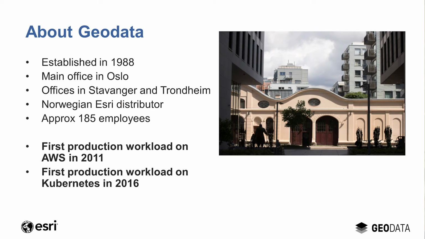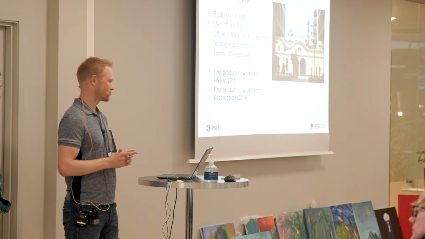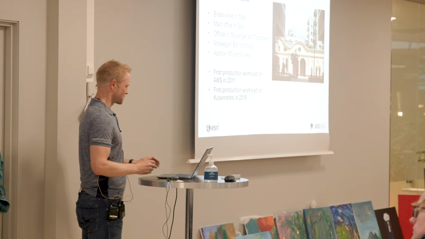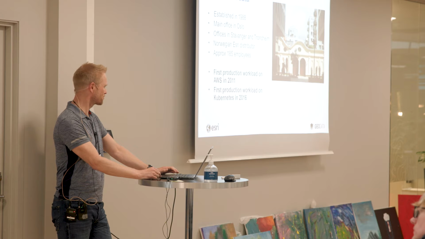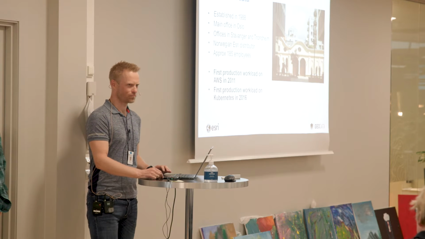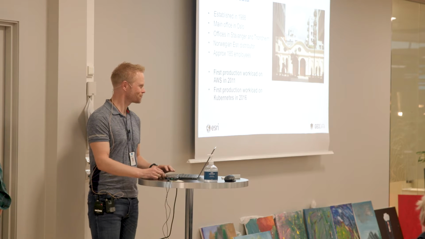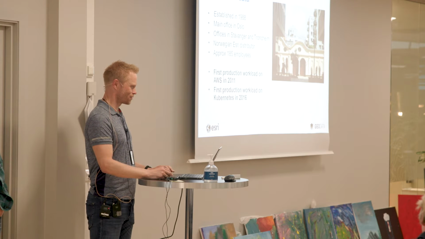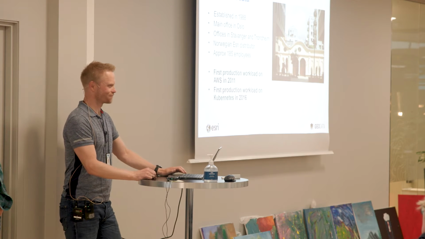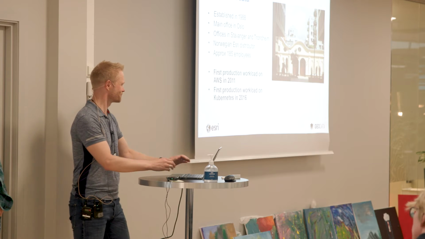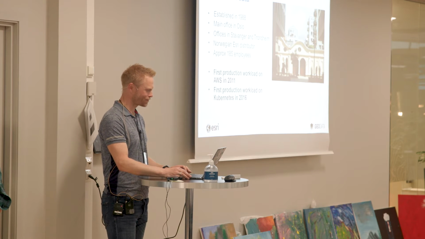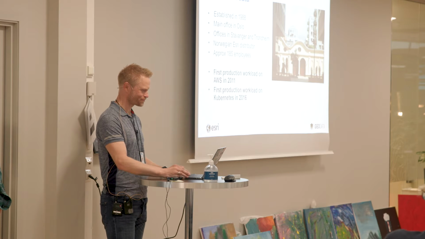So Geodata, it's a fairly old company, established back in 1988. But the important part on this slide is when we put our first workload in production on AWS. It's actually back in 2011. And we put our first workload in production on Kubernetes back in 2016. Blindly, we didn't really know what we were doing at that time. So the first couple of years were kind of exciting. I think the first year we ran without any metrics at all. And yeah, I learned a lot over those few years.